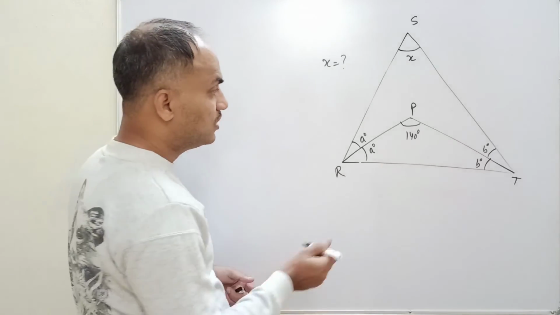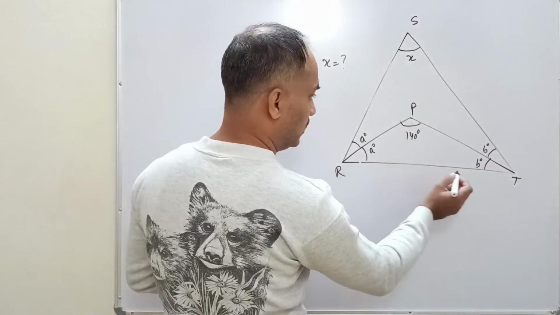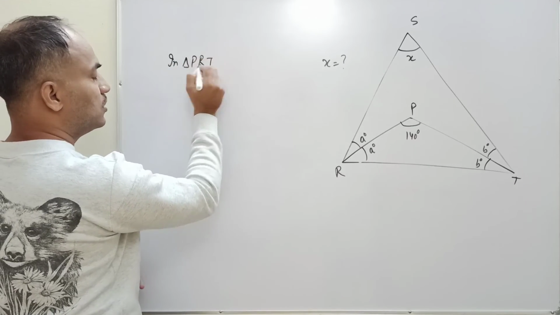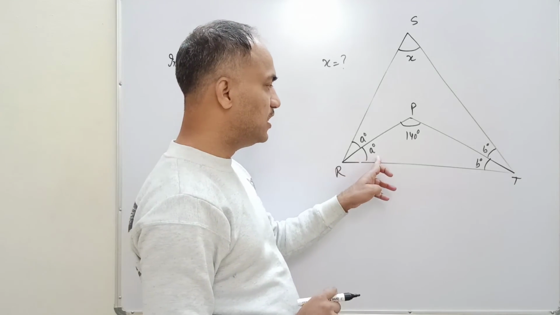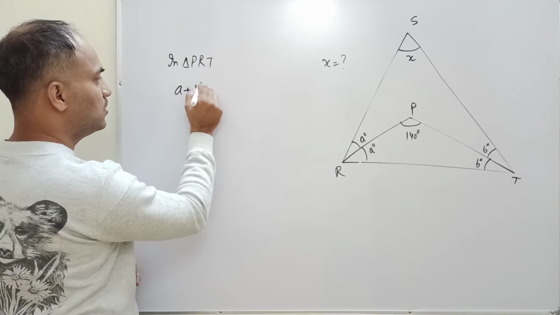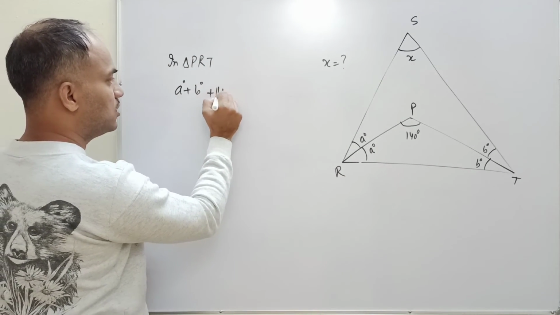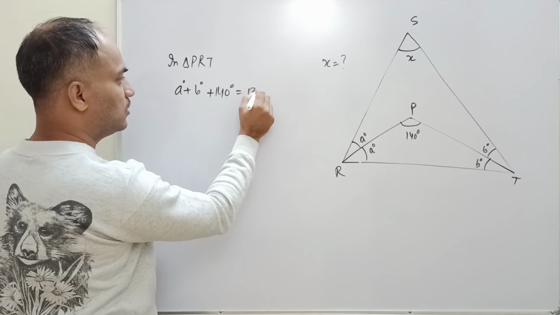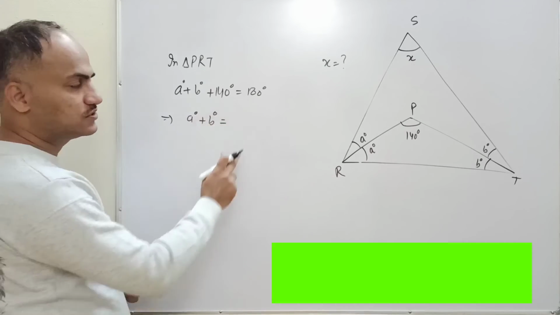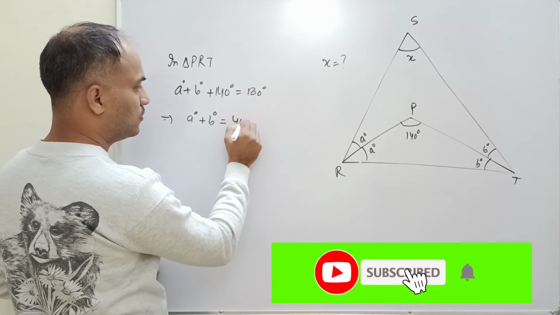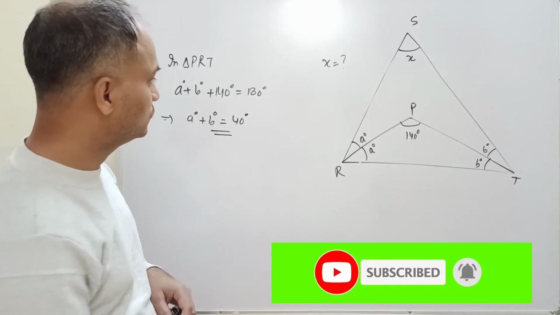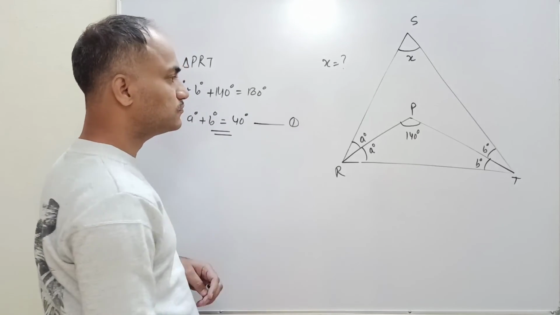Now, we look into triangle PRT. In PRT, when we apply the angle sum property, A plus B plus 140 is equal to 180 degrees. Okay, so from here we get A plus B is equal to 180 minus 140, so 40 degrees. Okay, this is one result we have got.